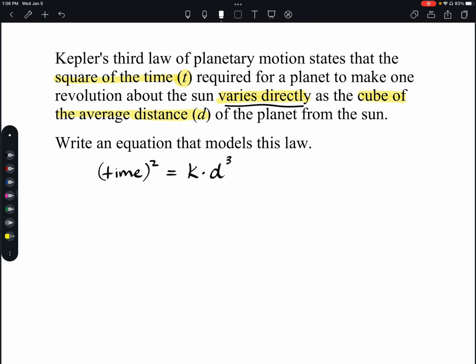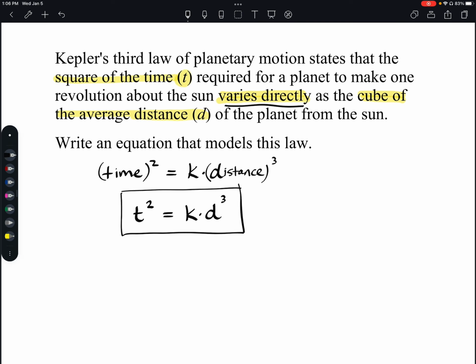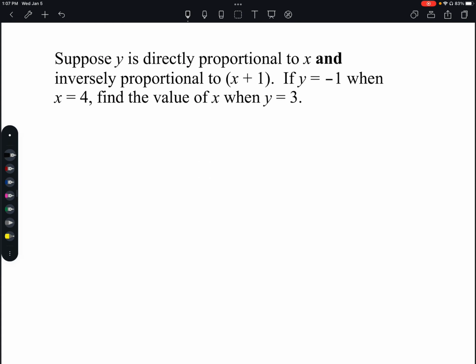Since we're writing out the words on that one, our average distance cubed. To write the equation, we'll abbreviate time with t. So t squared should equal k times d to the third. That's all they ask us to do on that one, so we should be pretty good there. Let's move on.